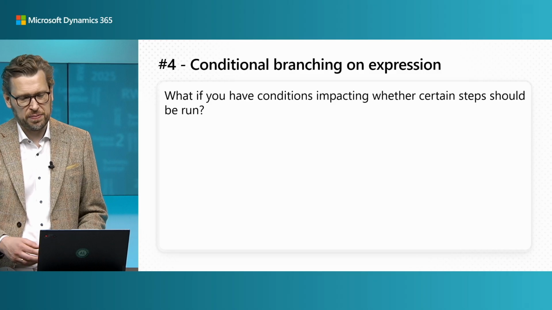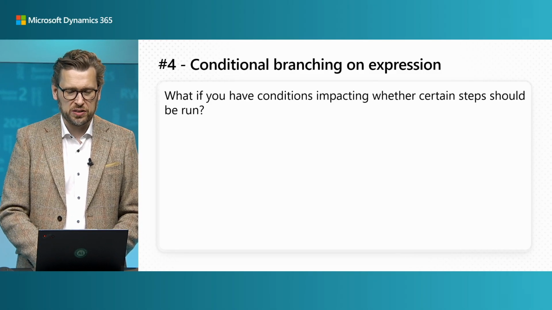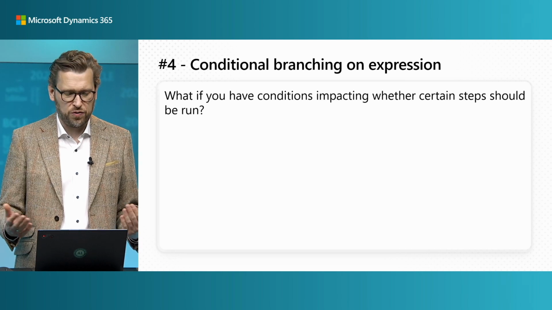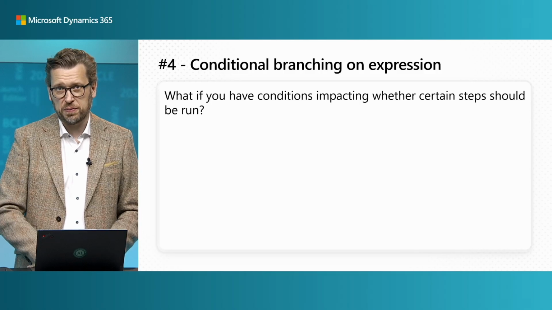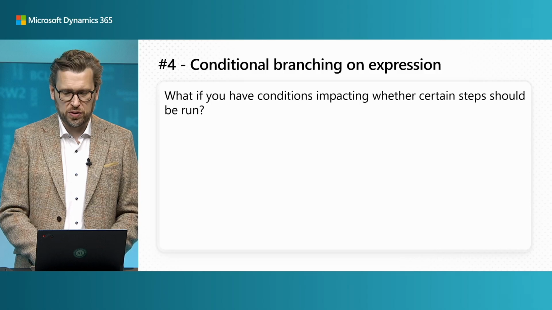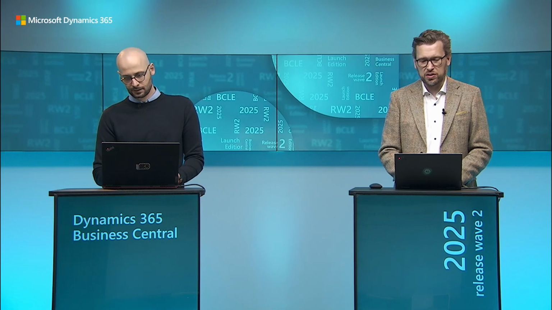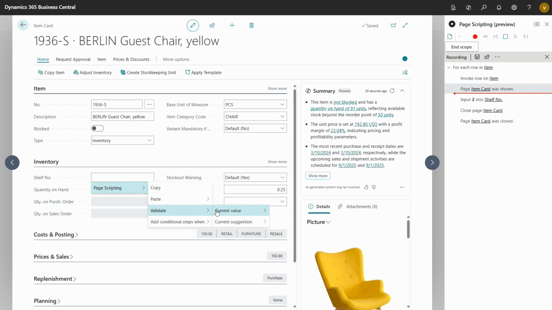So something a little bit related to that is conditional branching on an expression. So, what if you want to, for instance, loop over something, but not have every one of the entries being processed, but just under certain conditions? What do we have there? Yes. So far, what you could do is use the validate step to assess certain conditions.